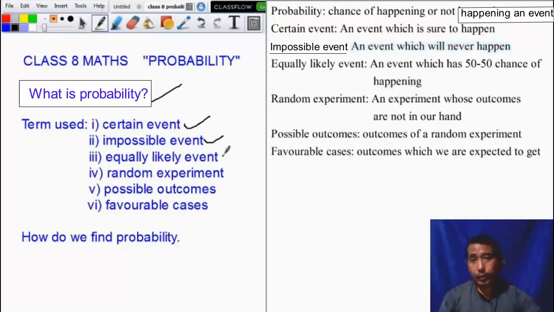Now, equally likely events. Equally likely event means an event which has 50-50 chance of happening. Means we have a half chance or 50% chance. So if you toss a coin, then either head can happen or tail can happen. That kind of event is called an equally likely event.